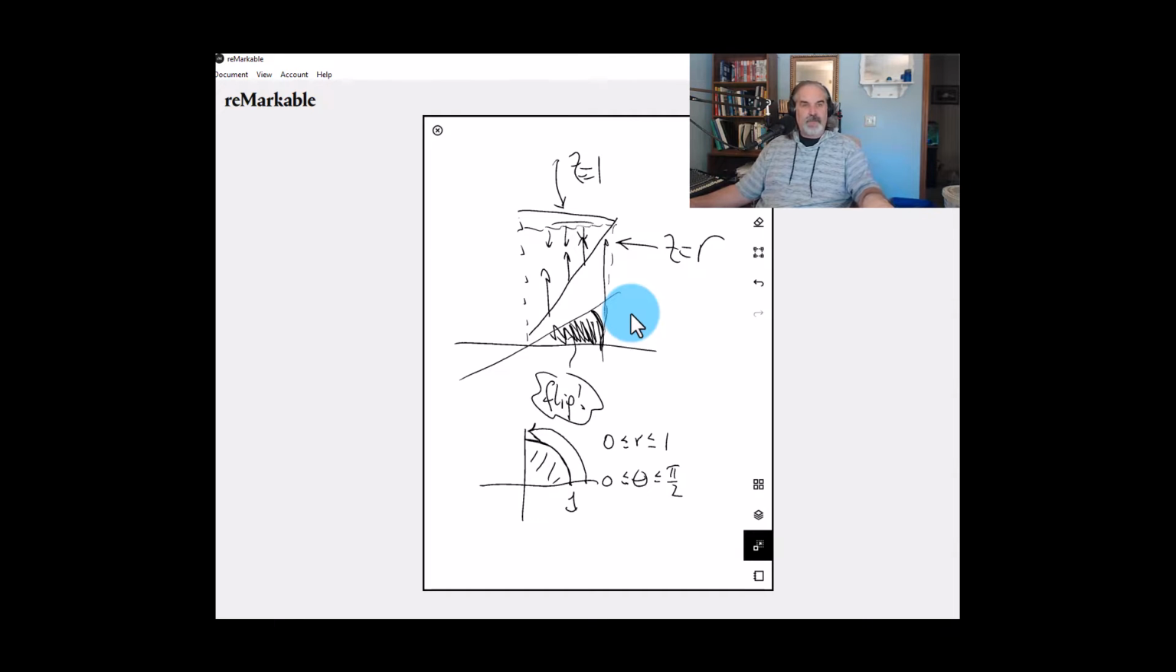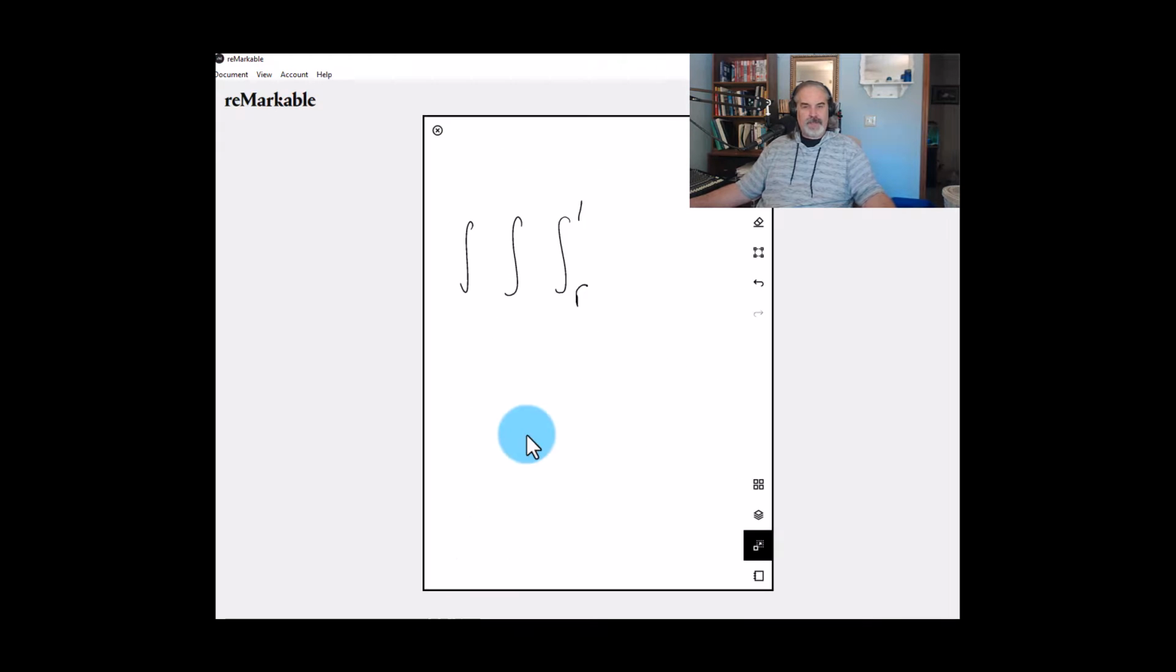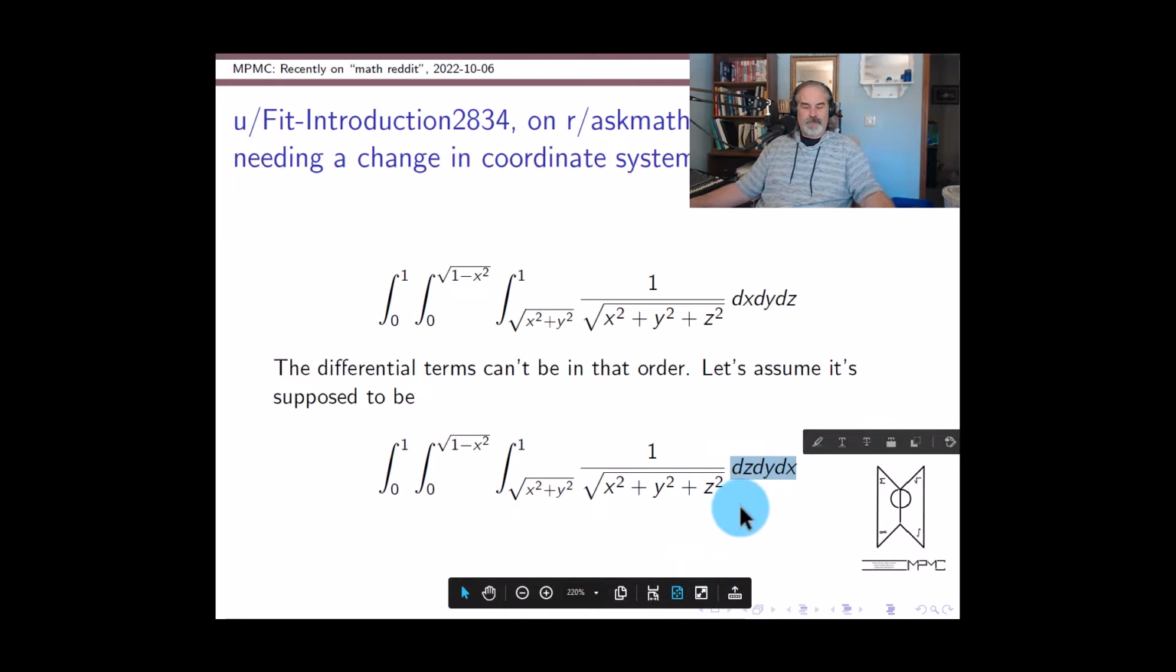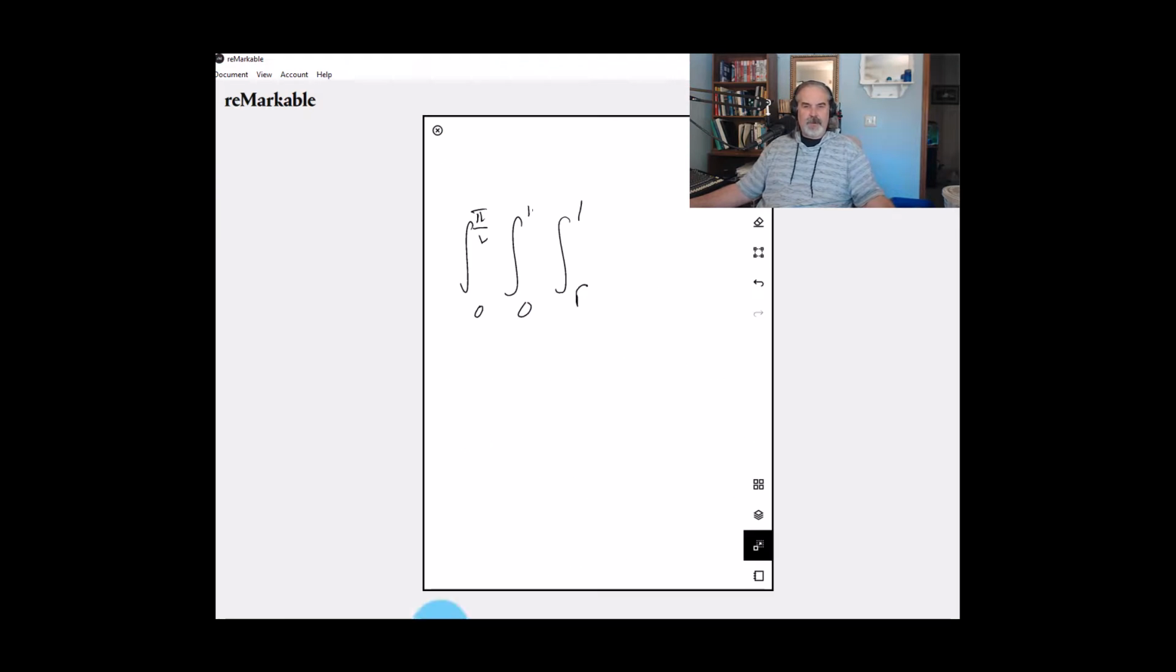Okay. Now, I'm assuming some familiarity here with cylindrical coordinates. But if I go back to the original problem here, I can now reset the limits of integration. The lower limit of integration is z equals r. The upper limit is z equals 1. And then, assuming r is the middle integral and theta is the outer integral, in cylindrical coordinates these limits are going to be 0 to 1 and 0 to pi over 2. The total differential here, the volume differential, what would generically be called dV, in rectangular coordinates is dz dy dx. In cylindrical coordinates, it's r dz dr d theta.